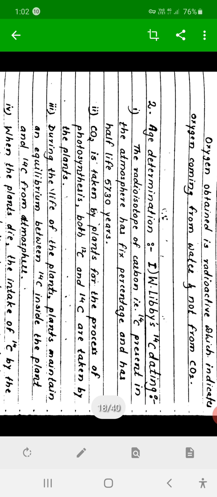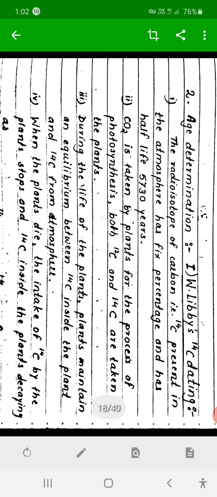The next application. Under the first heading, that is use of radioisotopes for the study of reaction mechanism, remember these 3 examples: photosynthesis, ester hydrolysis and Friedel-Crafts reaction. Remember these 3. Prepare these 3 examples.